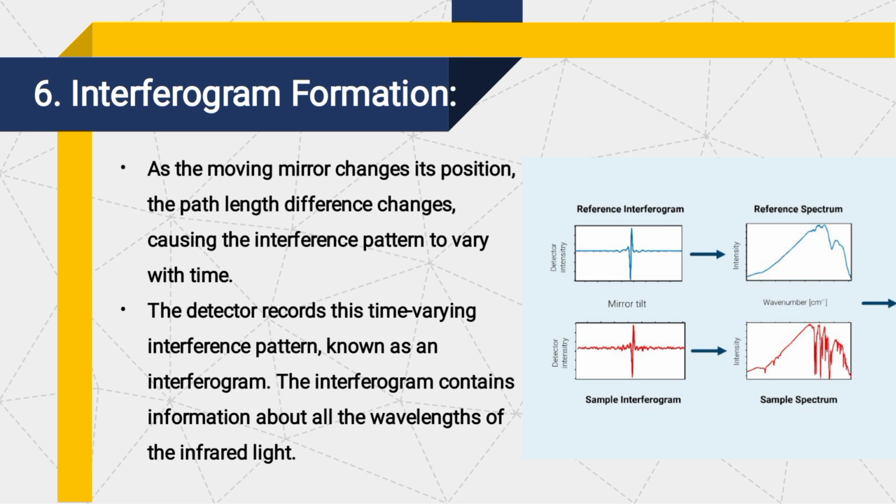Next step is interferogram formation. As the moving mirror changes position, the path length difference changes, causing the interference pattern to vary with time. The detector records this time-varying interference pattern, known as the interferogram. The interferogram contains information about all the wavelengths of infrared light. This is the basic difference between dispersive IR and FTIR, that it can collect all the wavelengths in a single measurement.